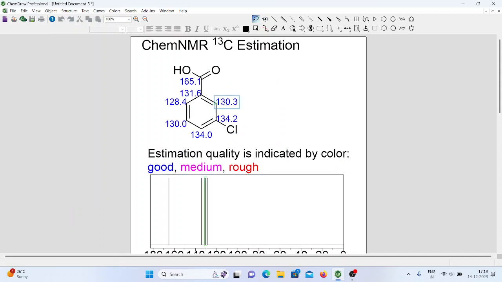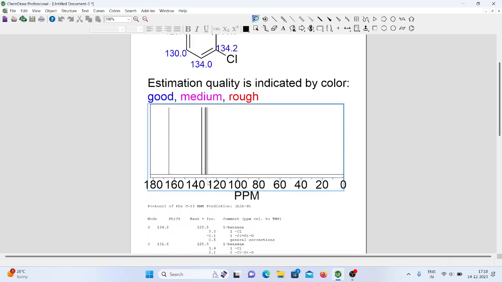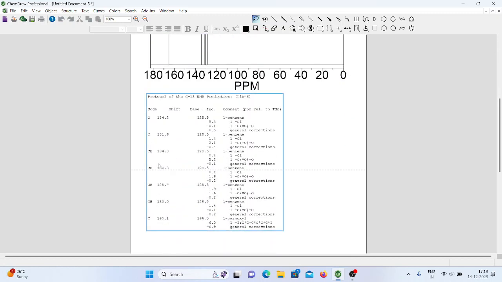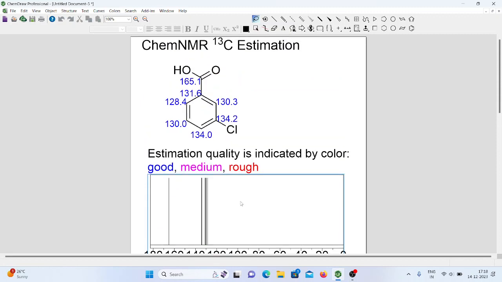See, 130.3, 134.2, 134, 133, 130.0, 128.4. This carbon 131.6 and this carbon 165.1. So these are all carbon chemical shift values. This is the spectra we are getting. So these are the details. Now you can compare the details of the theoretical C13 NMR spectra of metachlorobenzoic acid with your original compound. Simply, this data will help you in the interpretation of the structure of your original compound.